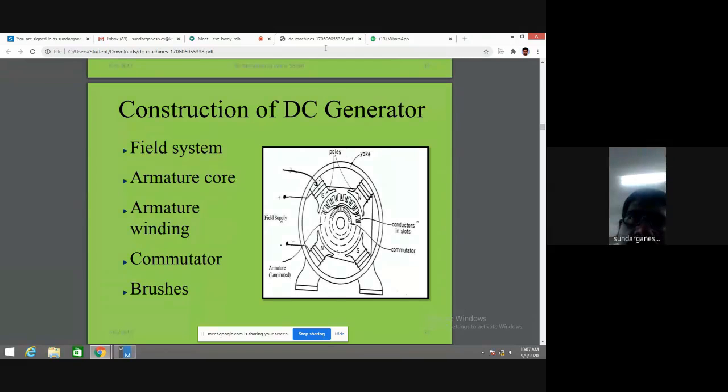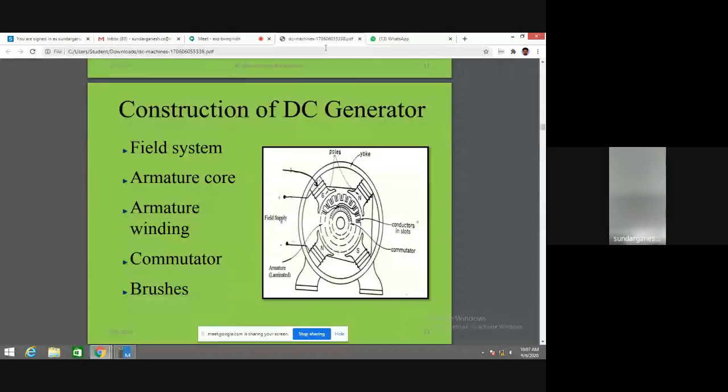Sir, I will start the session. Okay, see the construction. From the construction, we understand that you have a yoke for mechanical protection. You have a field winding. It may have 2 poles or 4 poles or 8 poles or 16 poles. These poles only produce the magnetic field. In order to increase the magnetic field, we are using interpoles. There is an armature. In this armature, you have a number of slots. Inside the slots, you are placing the conductors. These conductors we are calling armature coils.